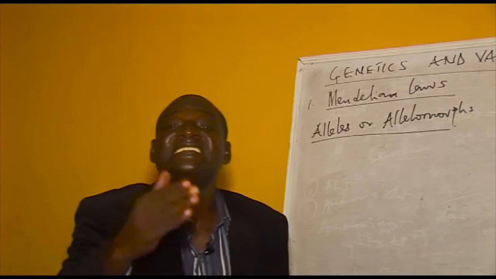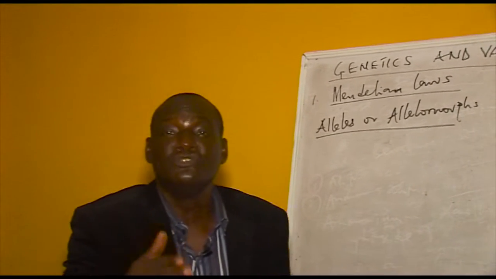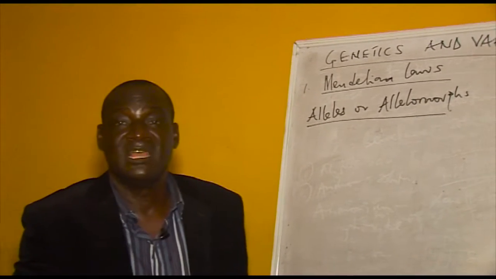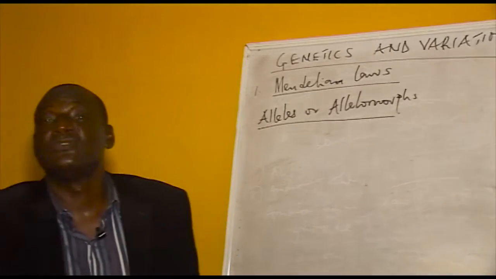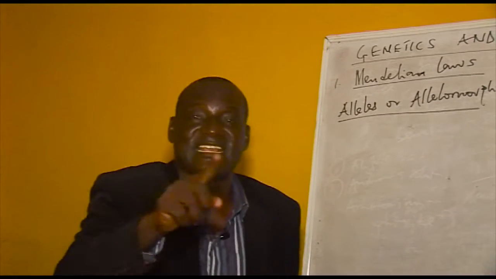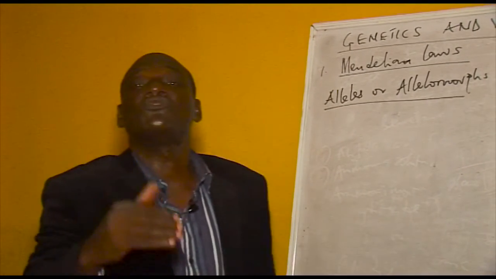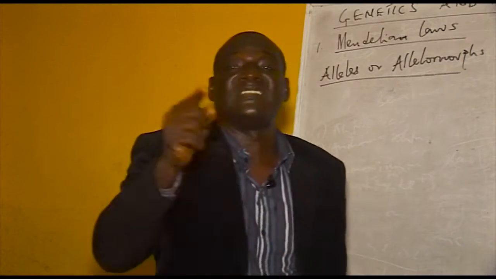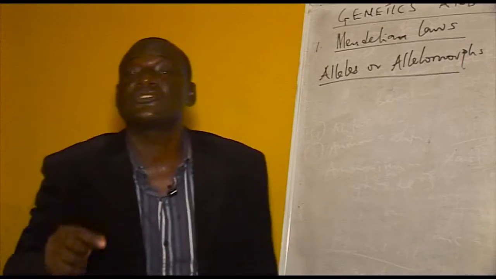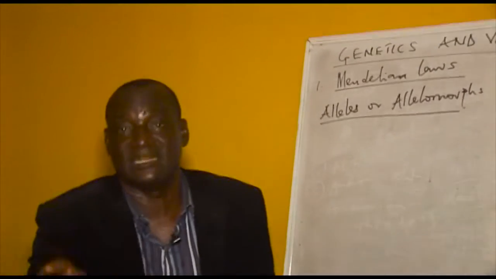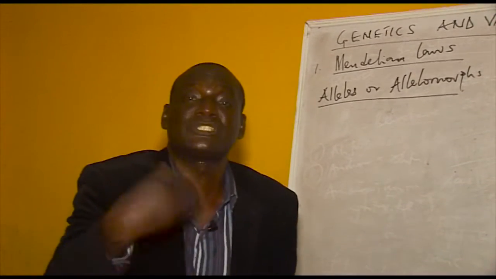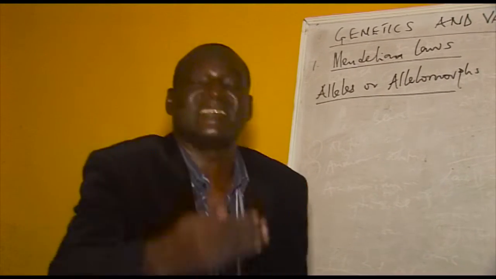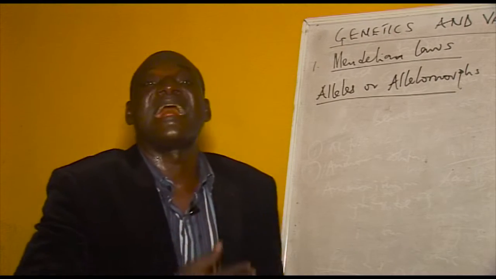You know that in a cell, there is a nucleus. We believe that the cell is the basic unit of life. The life of the living organism resides in the cell. The cell has a nucleus, and within the nucleus of the cell, there are chromosomes. It is through these chromosomes found in the nucleus that we have transmission of characters from that cell to another cell, which can be found in another organism.